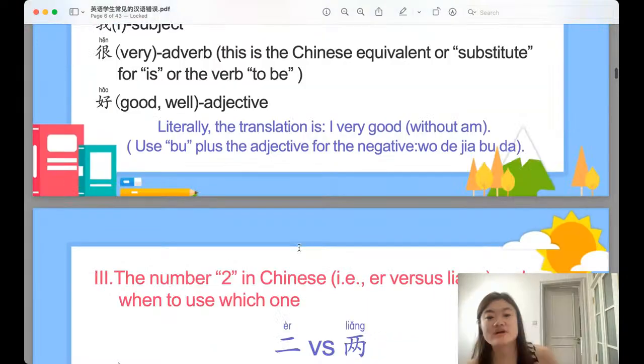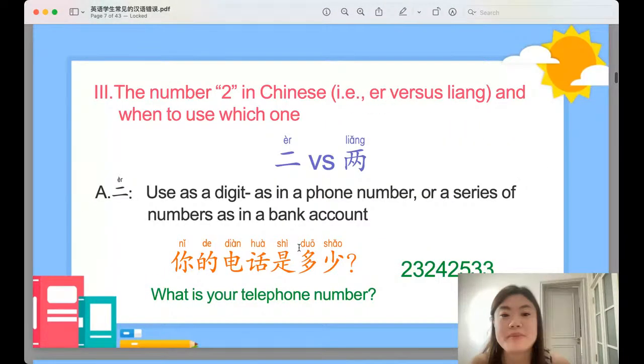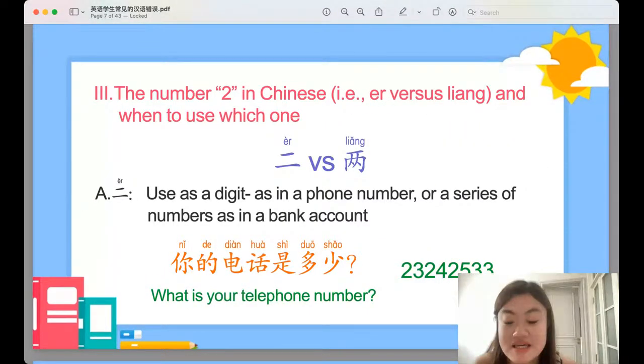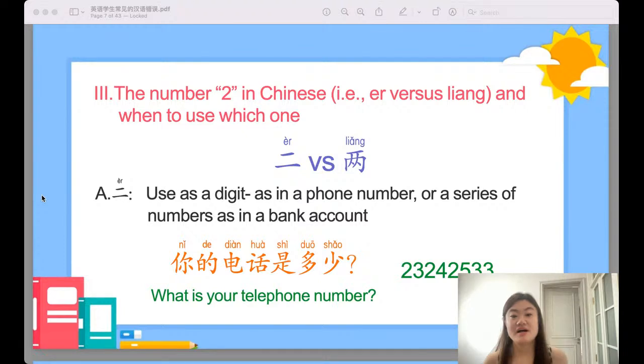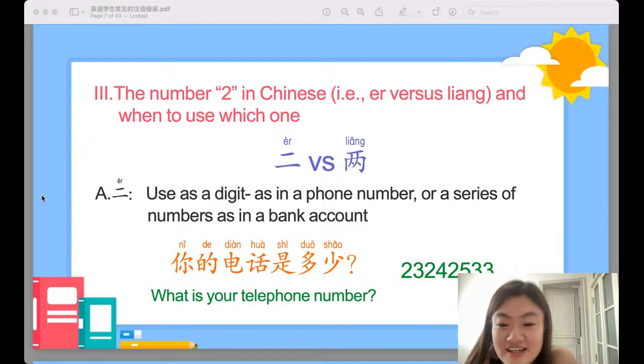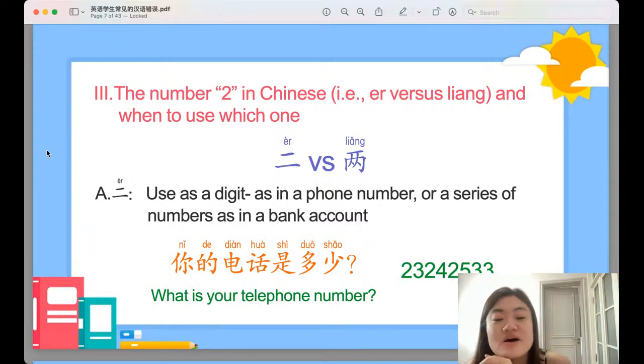So we're gonna continue to talk about the common mistakes that people make. The first thing is, what's the difference between 二 and 两? A lot of times people are confused about the difference between 二 and 两 because both mean two. But what's the difference? So let's talk about the usage of 二.